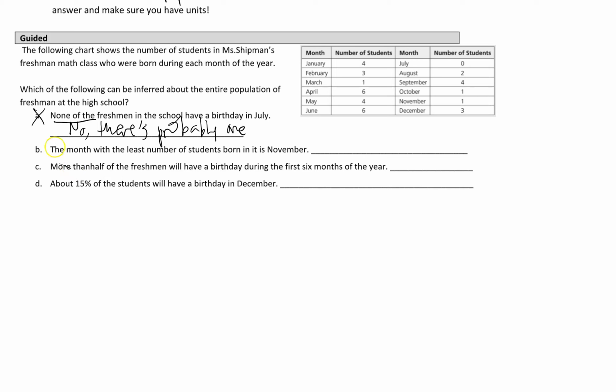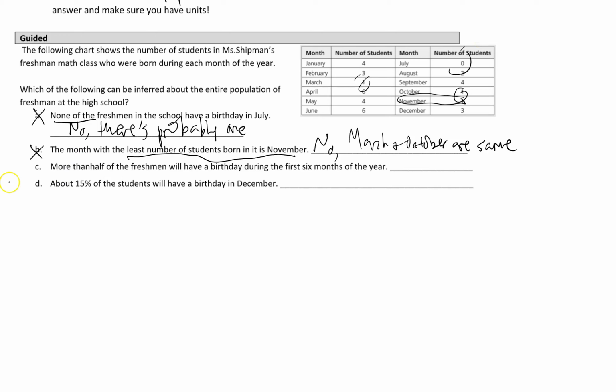All right, the month with the least number of students born in is November. So let's look. November over here has 1. We also see October has 1. And March has 1, so this one is no, because March and October are the same. All right, and obviously we had our weird July situation.